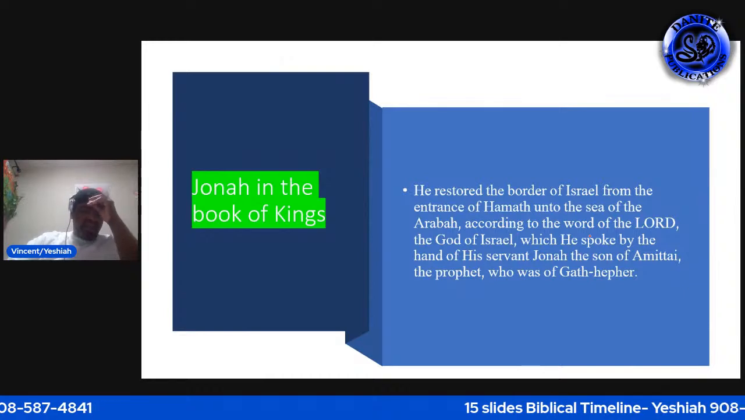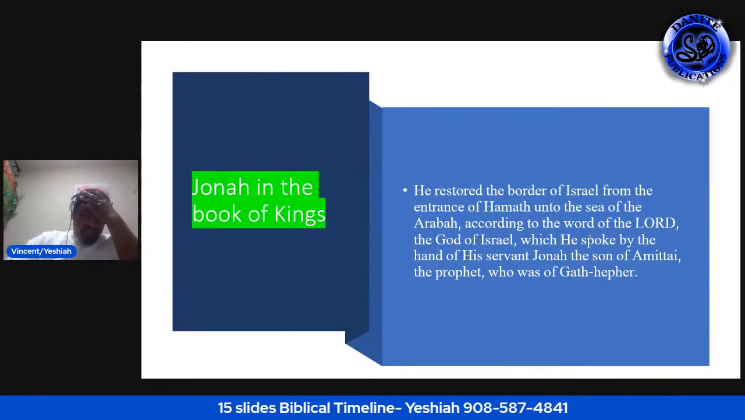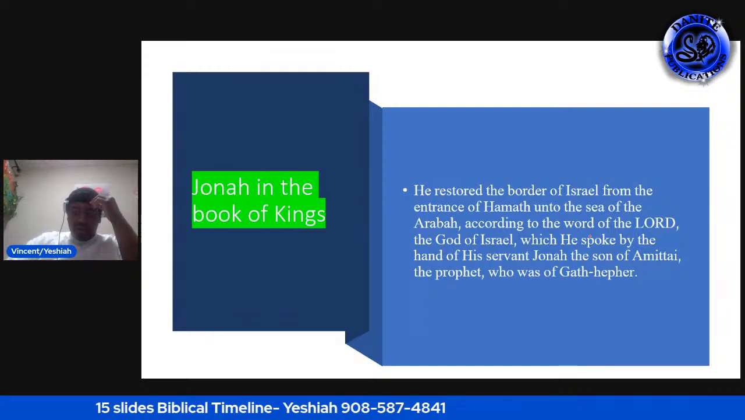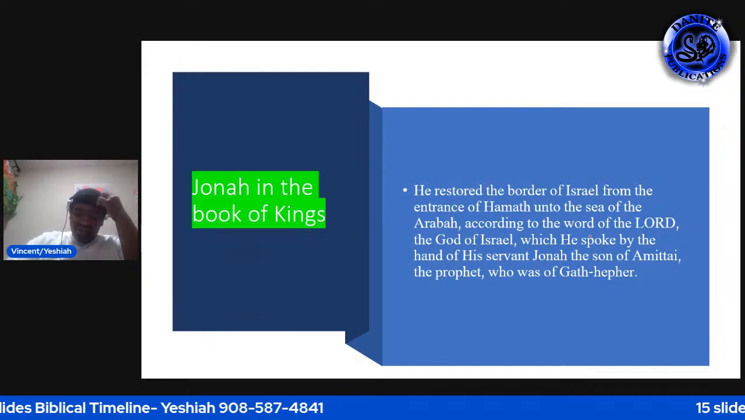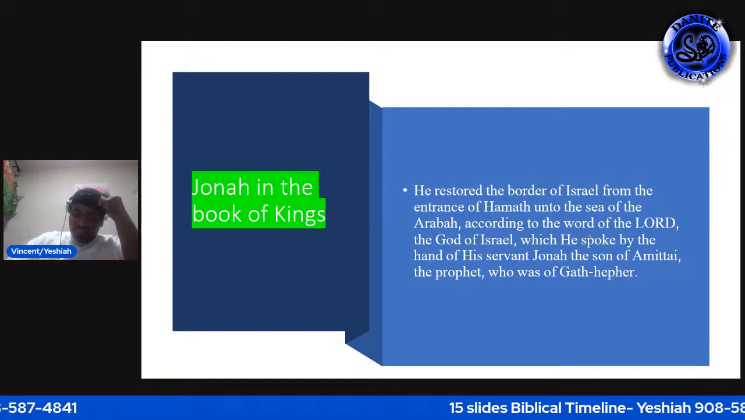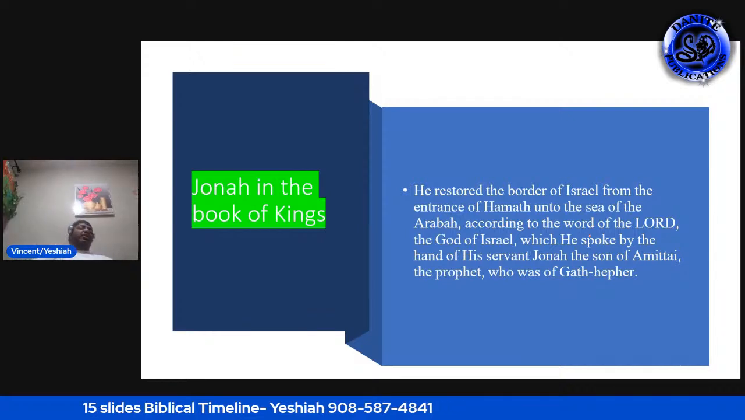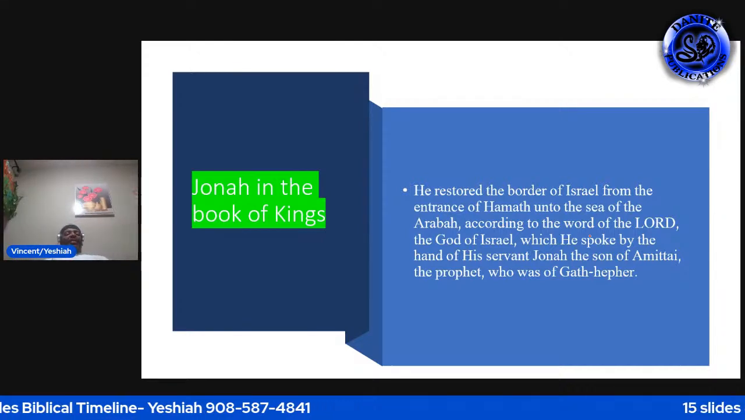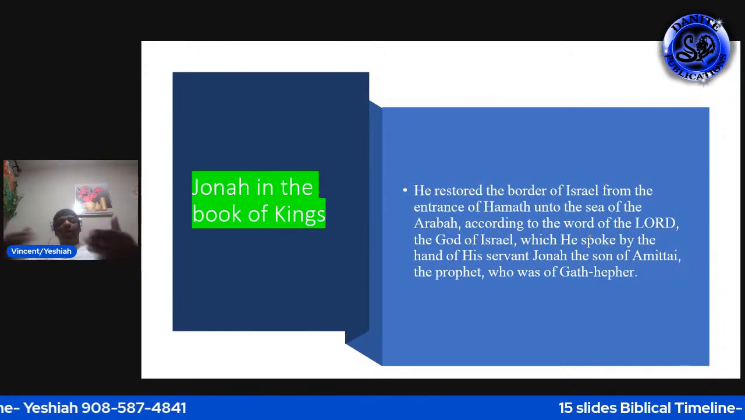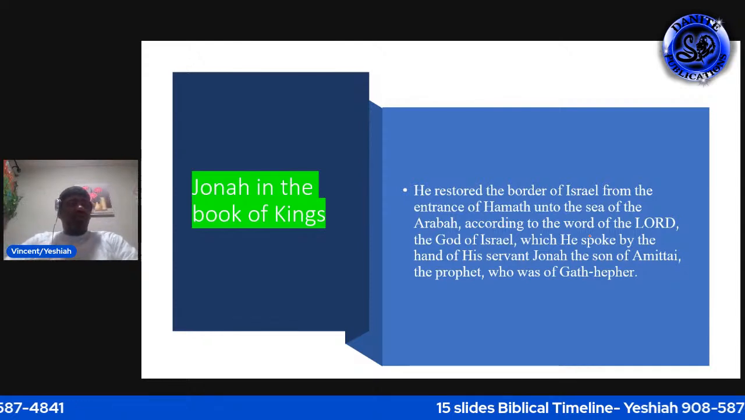It says this: He restored the border of Israel from the entrance of Hamath unto the sea of the Arabah, according to the word of Yah, the God of Israel, which he spoke by the hand of his servant Jonah, the son of Amittai, the prophet, who was of Gath Hefer. Now, this is the same Jonah who was sent to go to Assyria, but instead he wound up trying to go to Tarshish that we spoke about on this channel about 2 weeks ago.